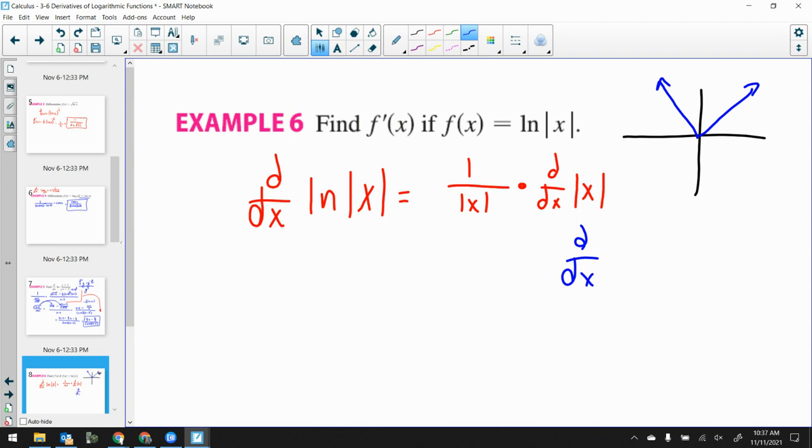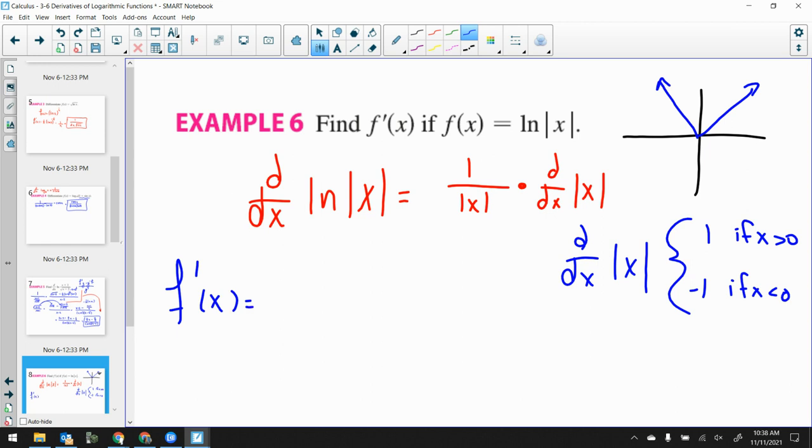d over dx of the absolute value of x has two pieces there. It's 1 if x is greater than 0. It's -1 if x is less than 0. Right? It's the opposite. It's that -1 value if x is less than 0. I can see that just by looking at the slopes on either side of the 0 there. So that means this whole function, f prime of x, is also defined in two separate ways.